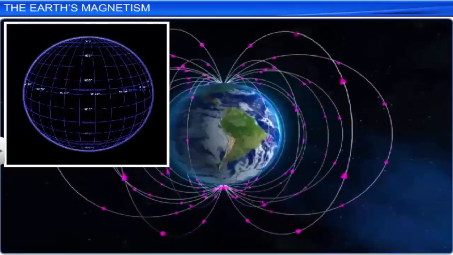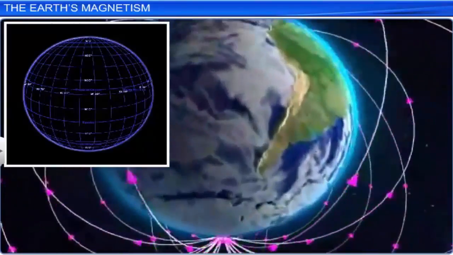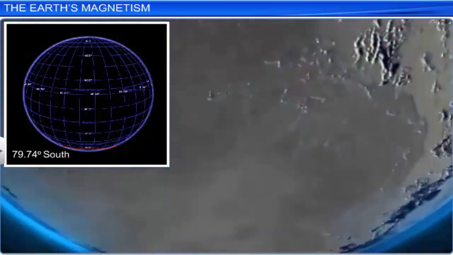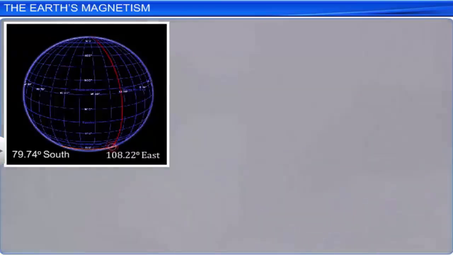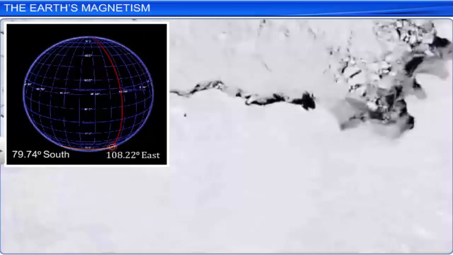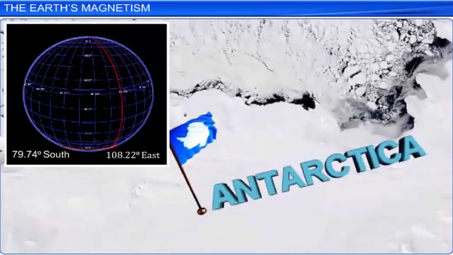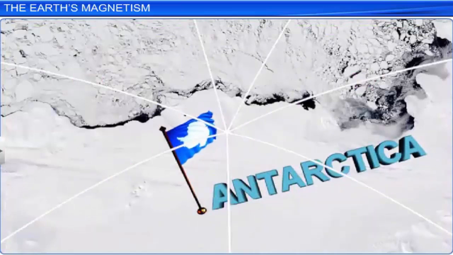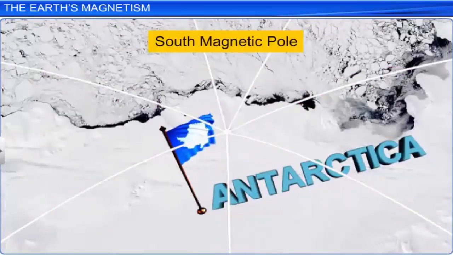Another magnetic pole is located at latitude of 79.74 degrees south and longitude of 108.22 degrees east, a place in the Antarctica. This pole, which is located near the geographic South Pole, is called the South Magnetic Pole. Earth's magnetic field lines leave the Earth near this pole.